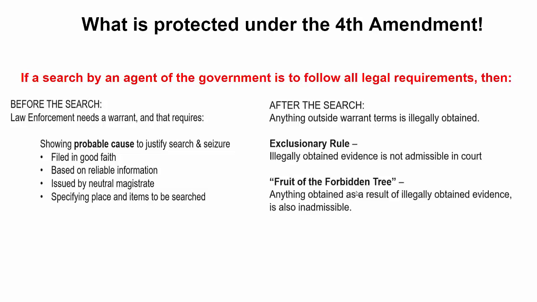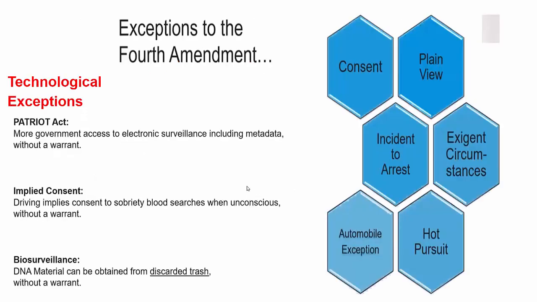So if any of those rules are not followed, right, any evidence that is obtained is potentially not going to be available to be used against that defendant. This is known as the exclusionary rule, where illegally obtained evidence is not admissible in court, and anything obtained as a result of illegally obtained evidence is also inadmissible under what is known as fruit of the forbidden tree. So again, it's important for government agents, law enforcement agents, to follow these rules and requirements. Otherwise, they risk defendants, criminals, going free.